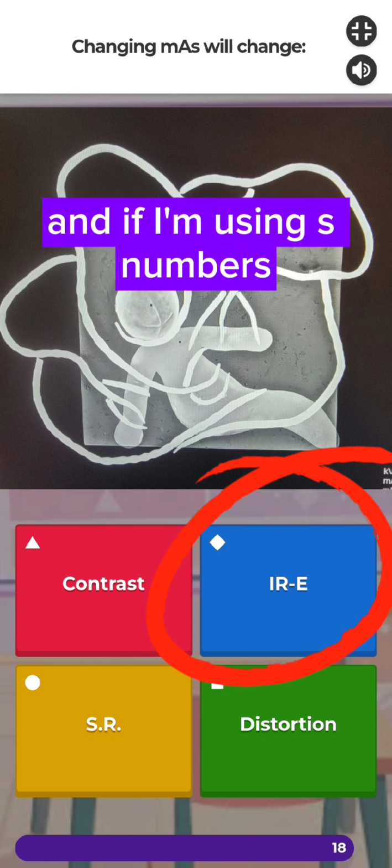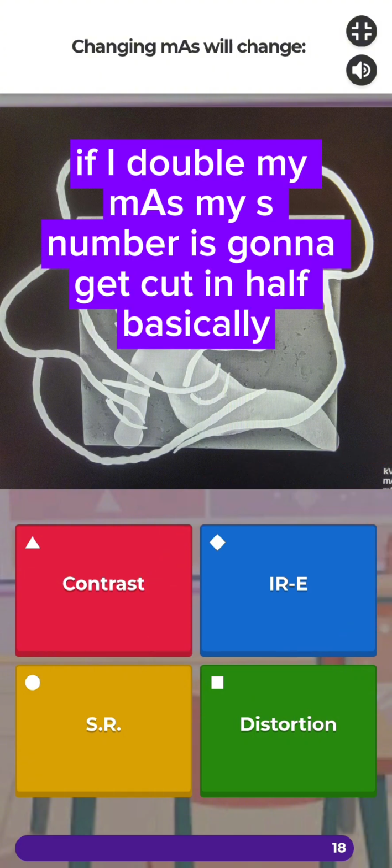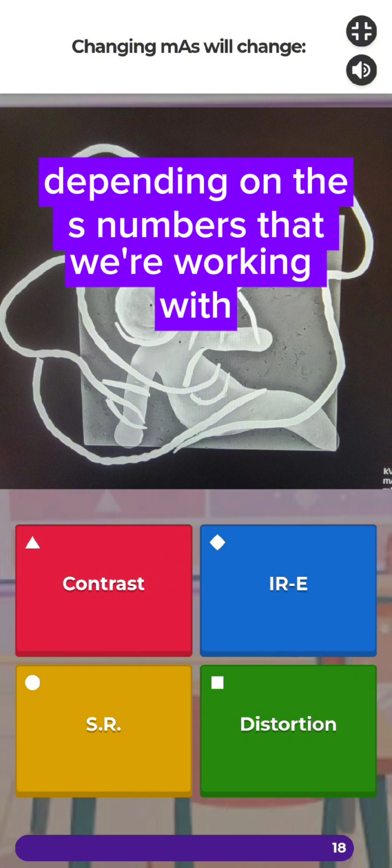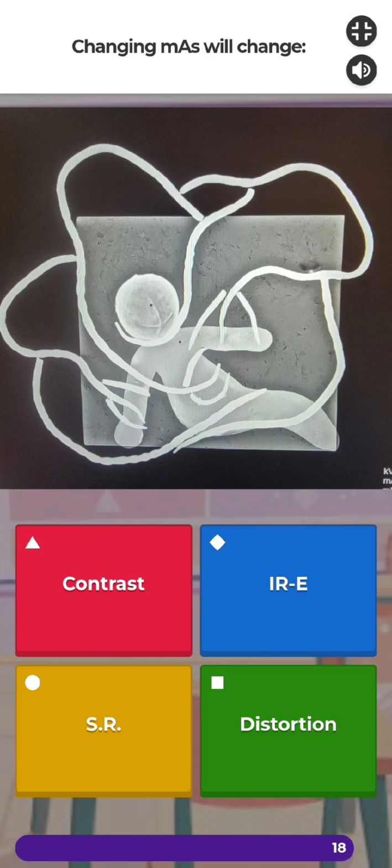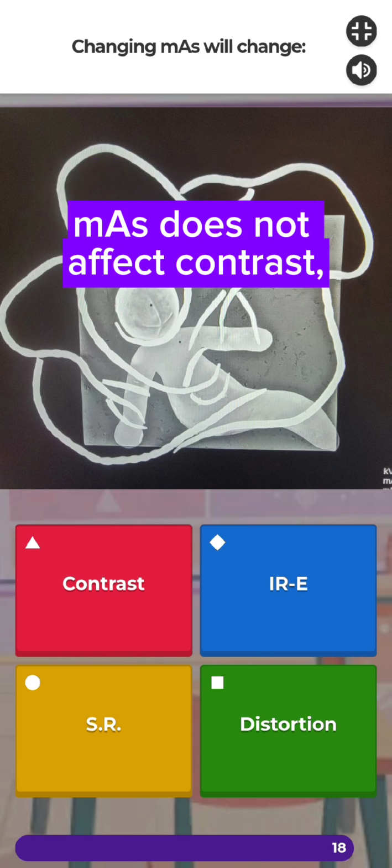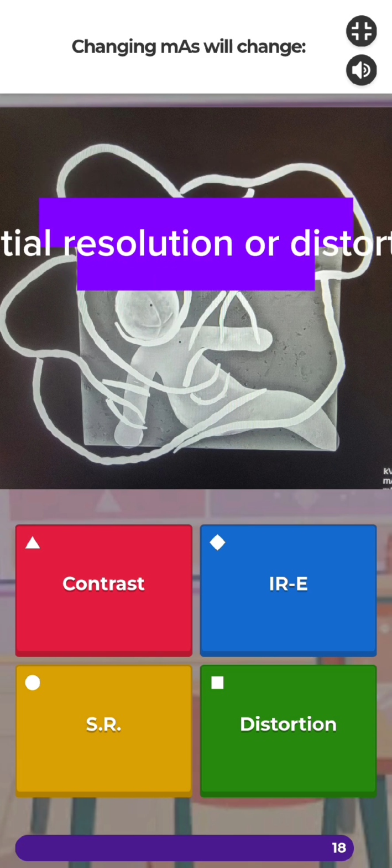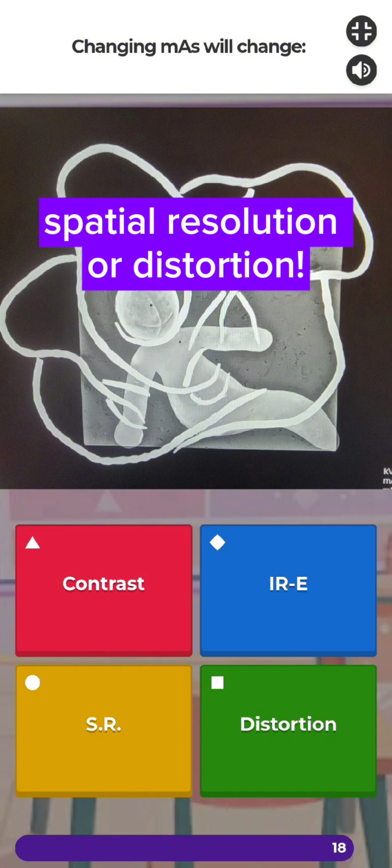And if I'm using S numbers, if I double my mass, my S number is going to get cut in half, basically, depending on the S numbers that we're working with. Mass does not affect contrast, spatial resolution, or distortion.